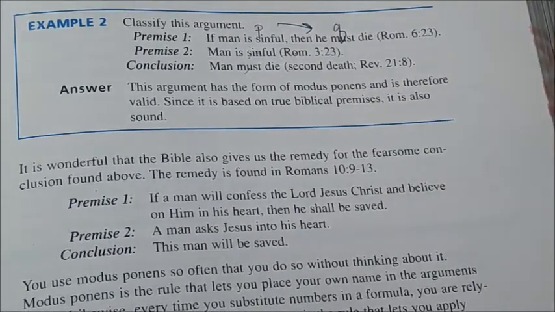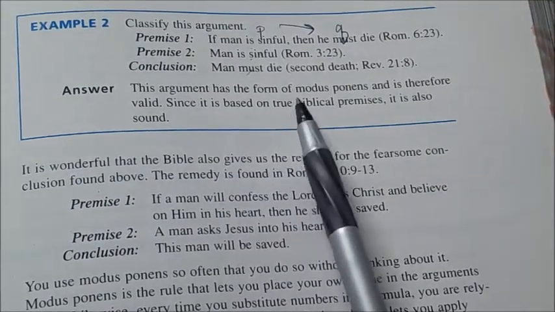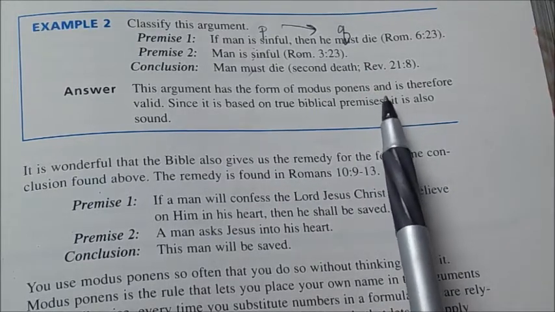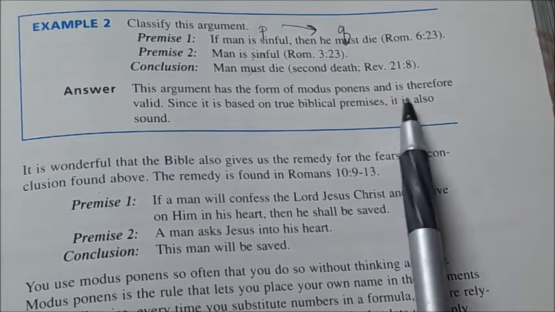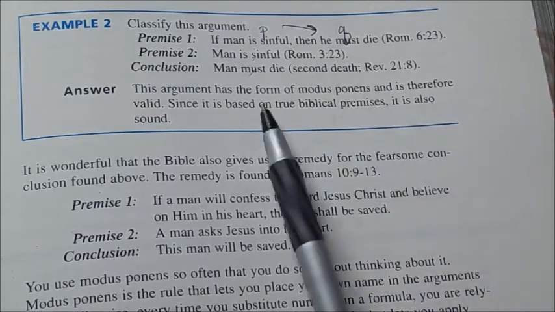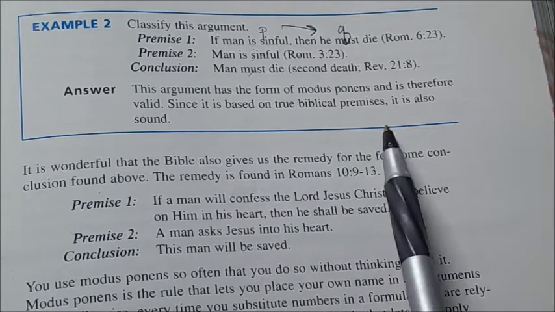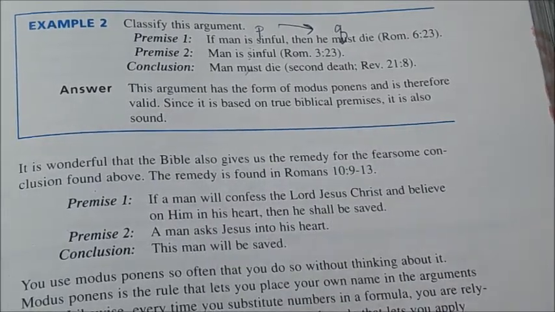So you could see, it says this argument has the form of modus ponens. You can see the form if you reduce it to P's and Q's. Then you can see it. It follows a pattern. It says, therefore, it's valid since it's based on true biblical premises. It's also sound. Okay.